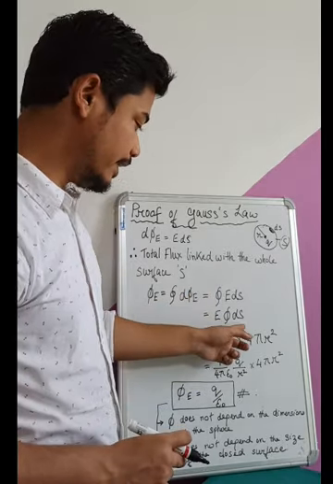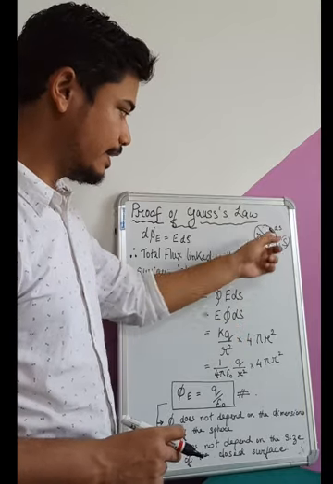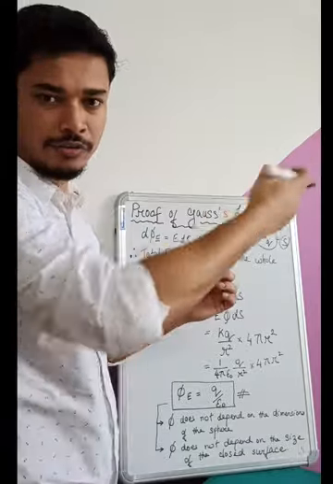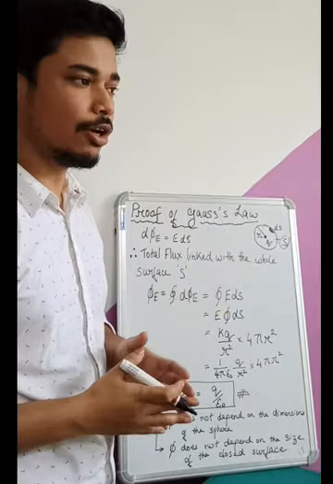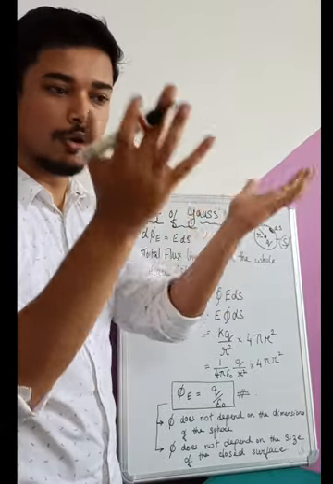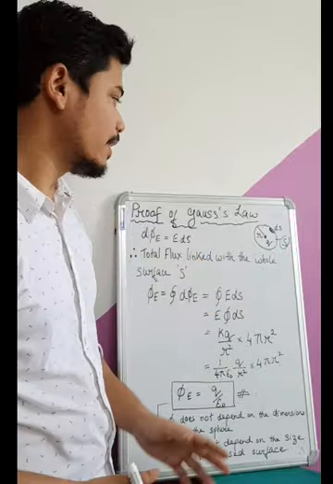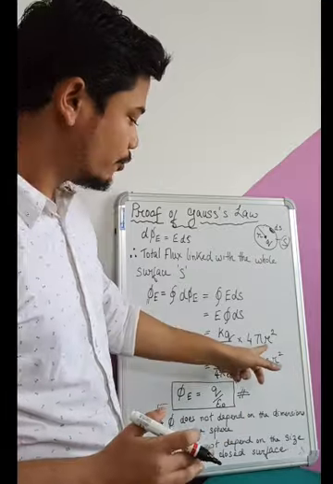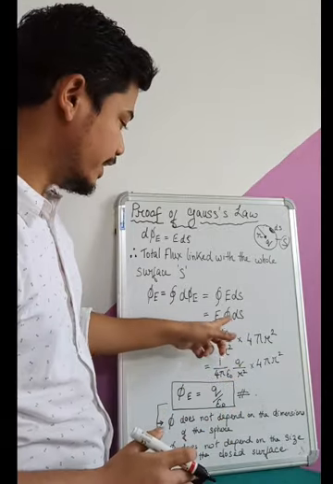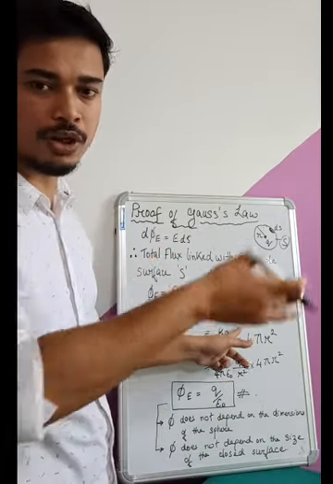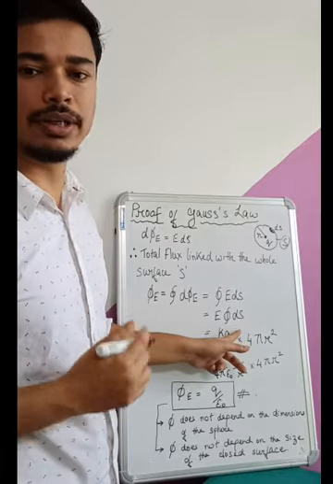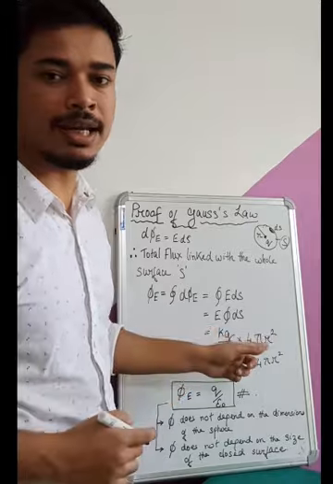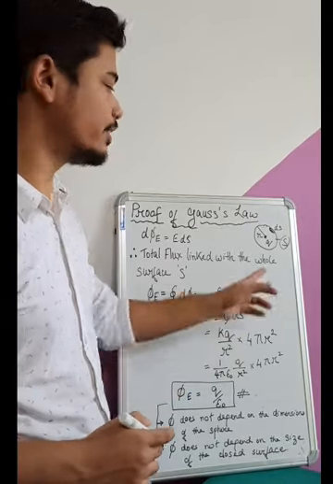Next, if we integrate ds for the whole surface, what are we going to get? We are just going to get the whole surface area of the sphere. Now what is the surface area of a sphere? It is nothing but 4 pi r square. So if we integrate ds over the whole closed surface, we get 4 pi r square, which is the surface area of a sphere whose radius is r.